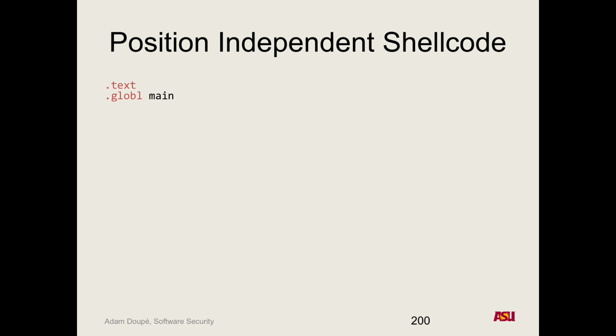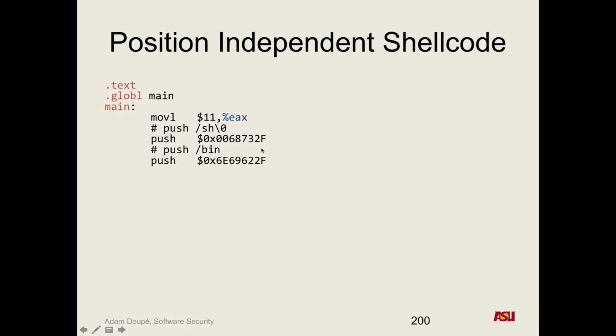So we can do that. It's really cool. We'll again move 11 into EAX. Now we'll use the stack. So we'll push 0, then /sh, and then we'll push /bin on the stack to build /bin/sh0. We have to be careful about endianness here when we push this onto the stack.